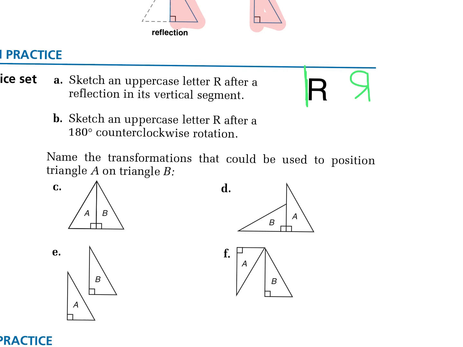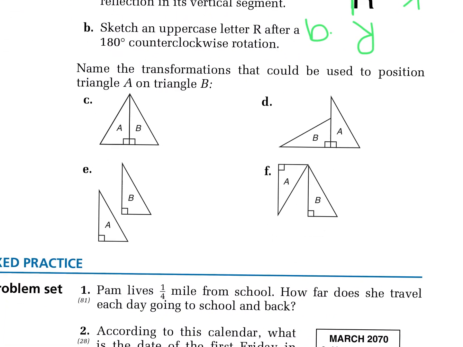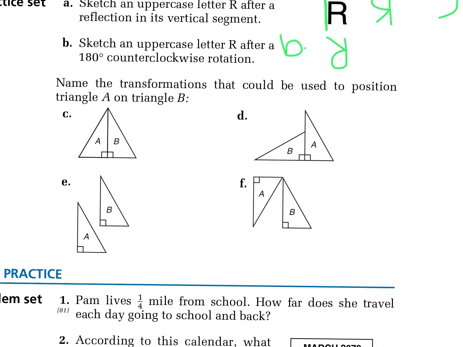B says to sketch the uppercase letter R after a 180-degree clockwise rotation. So 180 degrees is half a circle. So I would take this R and I would rotate it half, and it would be upside down like so. So this is A, and this is what B should look like. It says name the transformations that could be used to position triangle A onto triangle B. So for C, it looks like we would have to flip it over, so we would reflect.